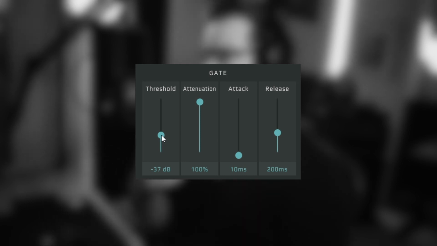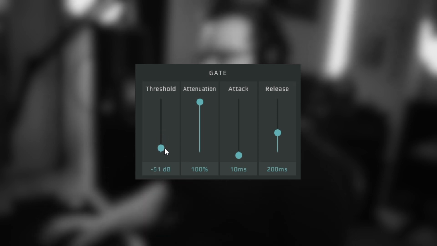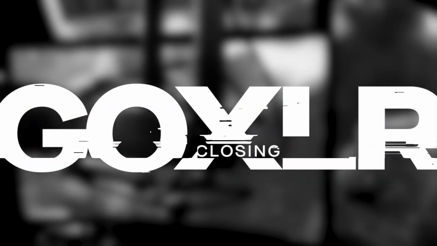And you can hear it actually cutting out my voice. You don't want your gate threshold this high. We're going to bring it back down. I'm going to keep it at negative 50. Let's keep it at negative 51. And that's it. At this point, your microphone should sound quite good.